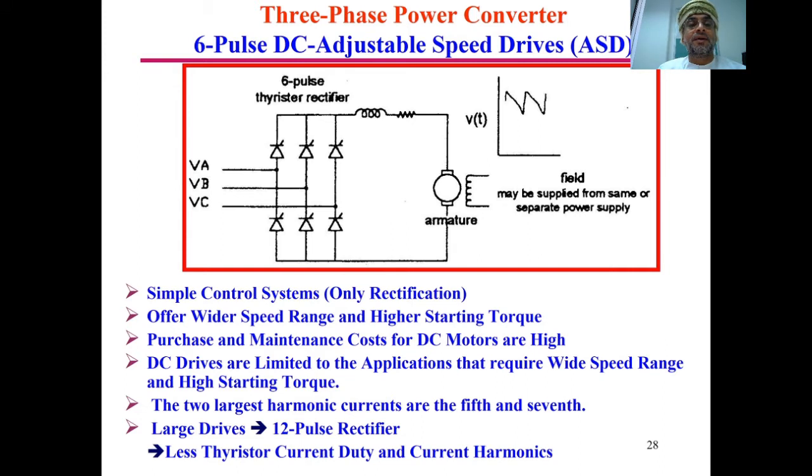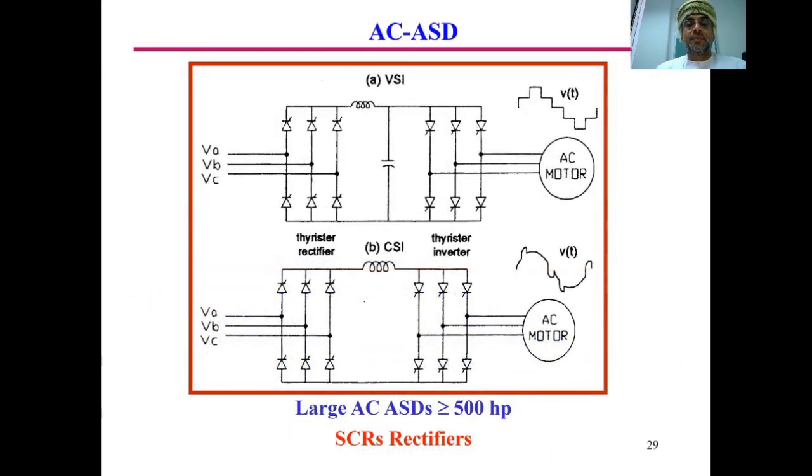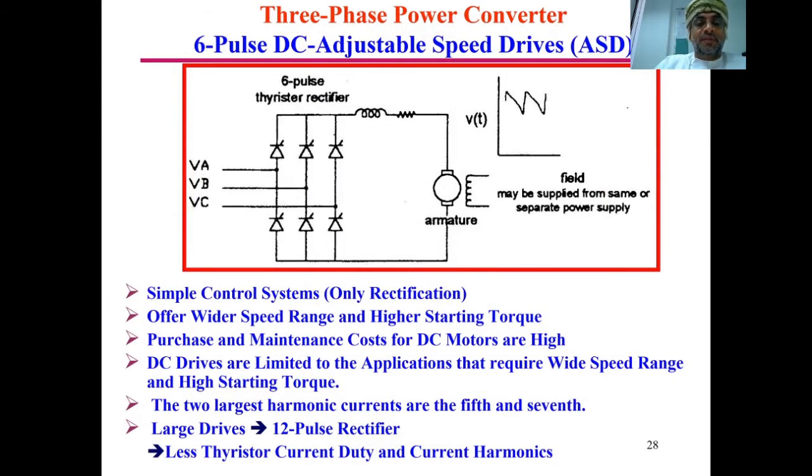This is the three-phase power converter, which is used to provide energy to the DC motor. Of course, over here we have a rectifier, in which we can utilize diodes, or if we would like to control the voltage, we have to use a thyristor. This one will offer wider speed range and higher starting torque. Purchase and maintenance cost of a DC motor are high, of course. DC drives are limited to applications that require wide speed range and high starting torque.